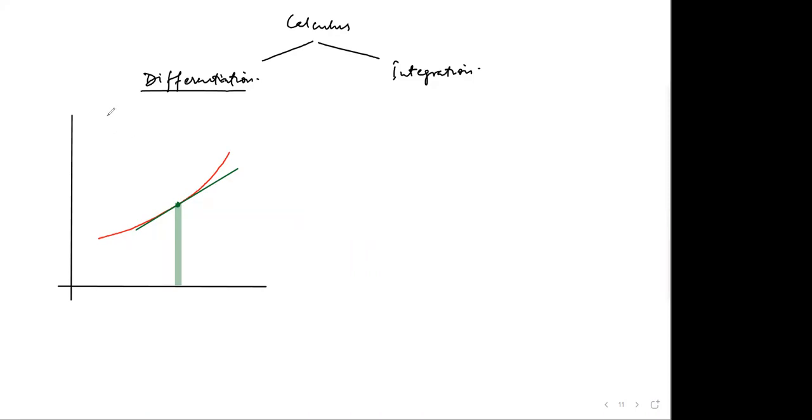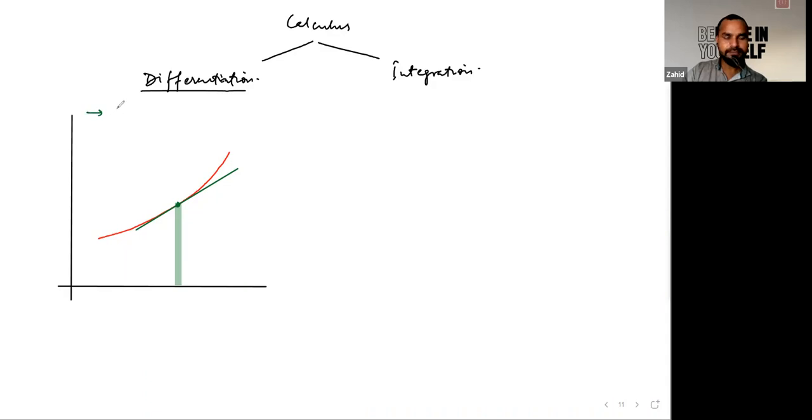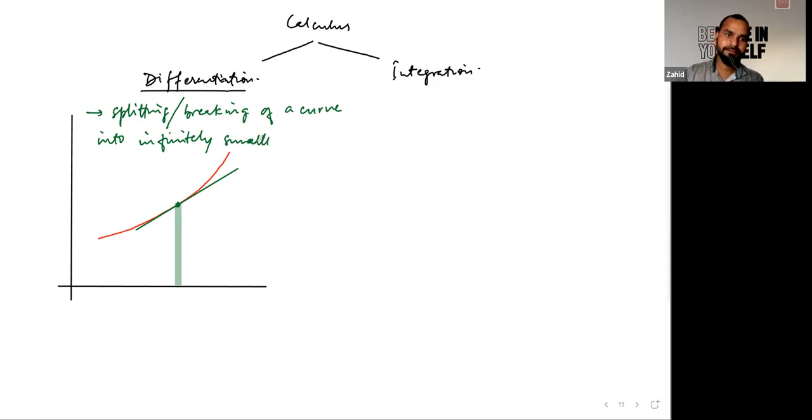Yes, sir. So differentiation is nothing but splitting or breaking of a curve into infinitely small strips so that it tends to a point, to define slope, rate of change, and so on.